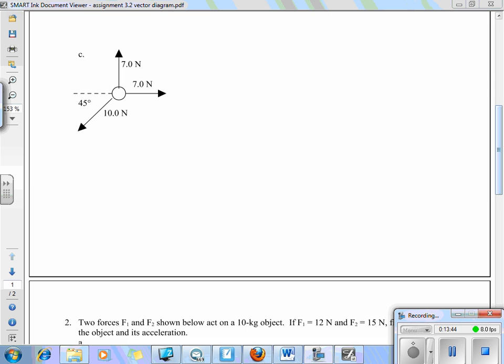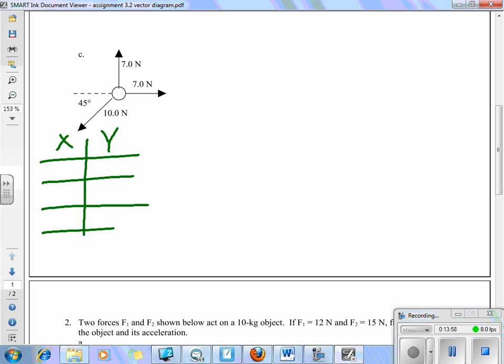Let us move on to the letter C. Letter C will give us some practice using the chart, the XY chart idea. It's the simplest way to do it. I mean, there are many ways to do these problems, but I think this is the simplest way. So I'm going to make my XY chart, and I need enough lines to cover my number of vectors. I'm going to call that vector 1, vector 2, and this one will be vector 3.